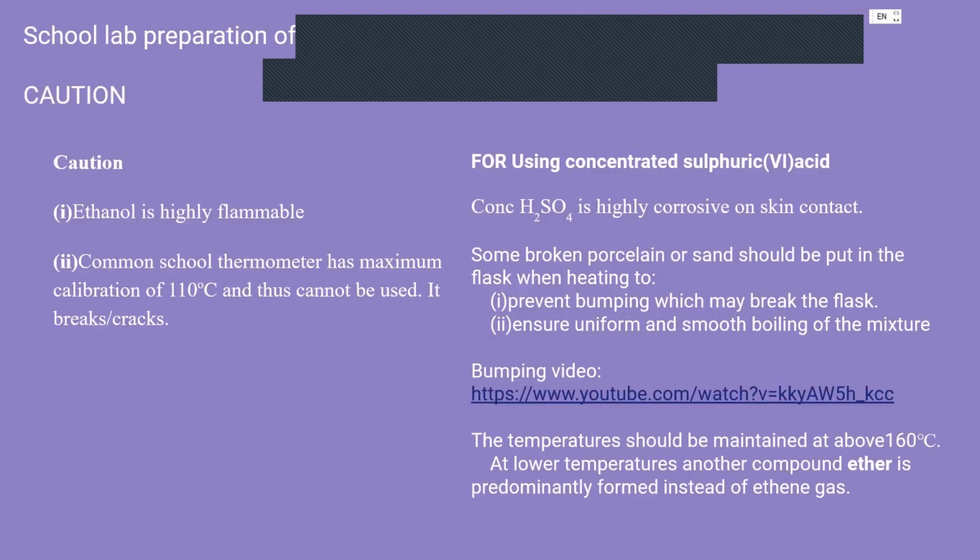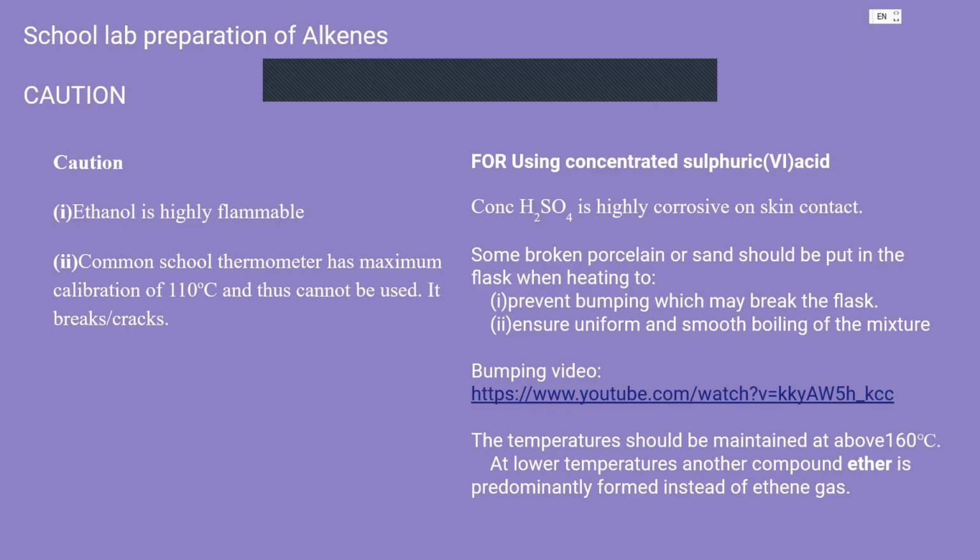Caution, ethanol is highly flammable because it is an alcohol. We know that it is very highly flammable. And additionally, common school thermometers have a maximum calibration of 110 degrees Celsius and cannot be used. It will break and crack, and that can be very dangerous because it will hurt your skin, and this is not something that is good to do.